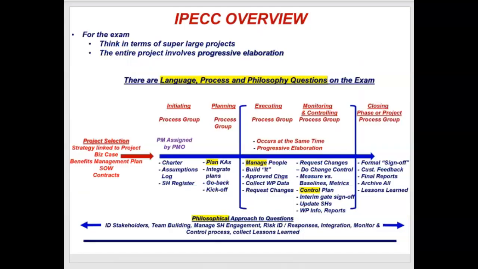Now, I wanted to just take a moment to remind you that as you study for the exam, some of the questions are based on the language. You've got to know the language. Others are based on process questions, and some are more philosophical questions, right? I think that's an important point to emphasize, and this is the summary slide. Take your time, pause now, review it, and get a sense of where you're at.